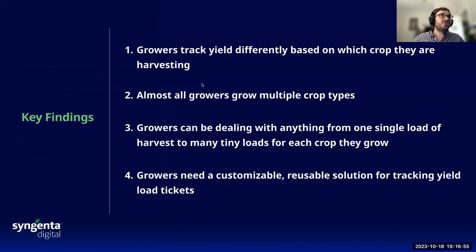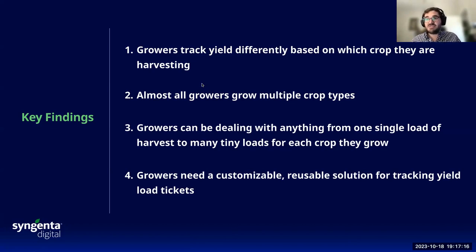So first, growers track yield differently based on what crops they're harvesting. This sounds pretty self-explanatory, but it actually is very nuanced. So, for example, corn, a lot of times growers don't really care what field it came off of, or the processors or the people they sell it to. It just kind of has to go. They have to know how much it weighed and then be able to sell it based off of that.